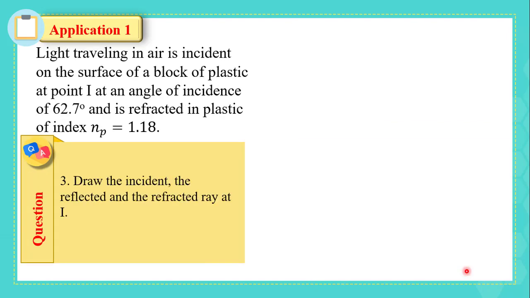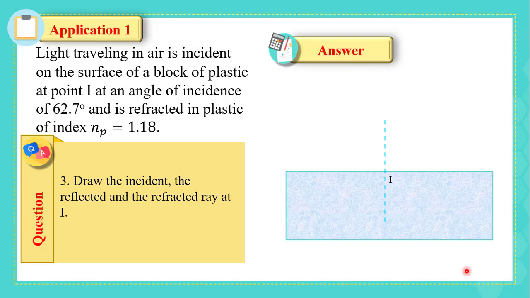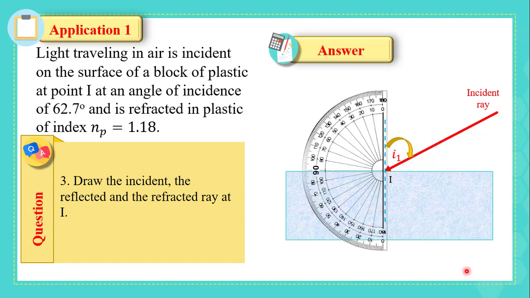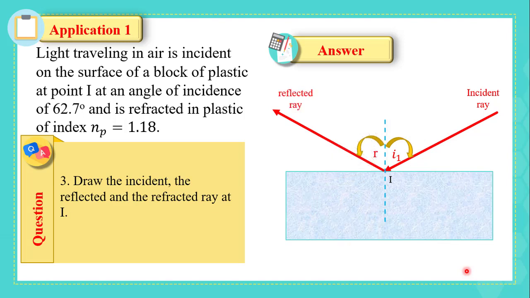Let's draw now the incident, the reflected and the refracted ray at I. We start by drawing the normal at the point of incidence I. Then, using a protractor, we draw the incident ray at an angle of incidence 62.7 degree from the normal. Then, using the laws of reflection, the angle of reflection R is equal to the angle of incidence I1. Then, also using a protractor, we draw the reflected ray at an angle of reflection 62.7 degree from the normal.